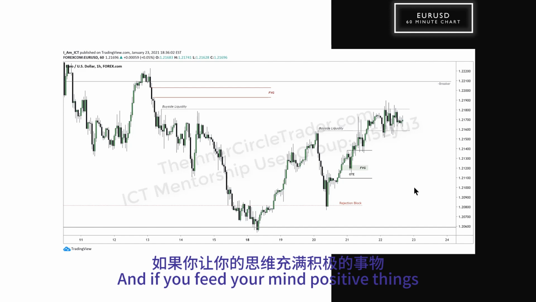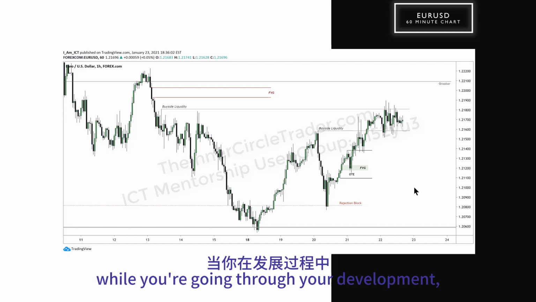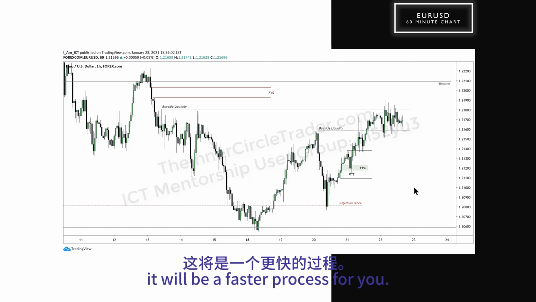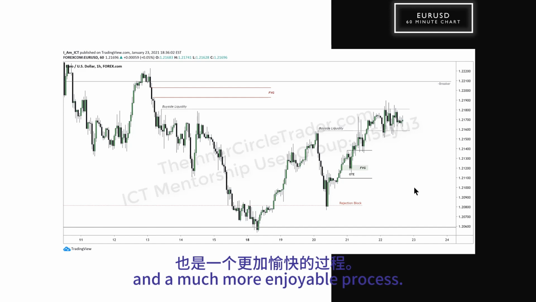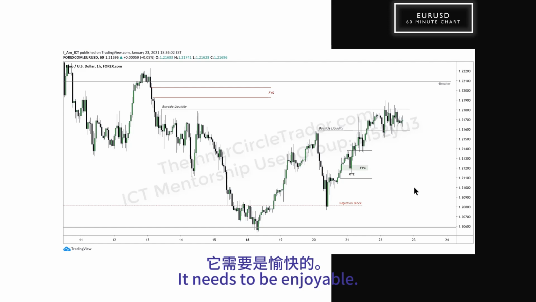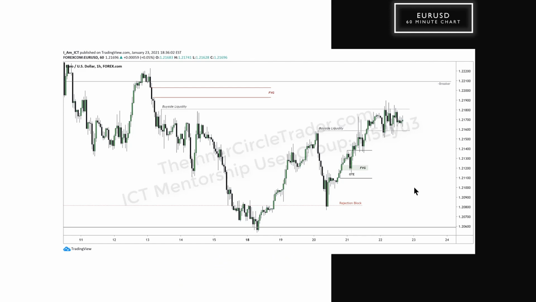And if you feed your mind positive things while you're going through your development, it will be a faster process for you. It'll be a smoother process and a much more enjoyable process. And that's really key. It needs to be enjoyable. If you don't enjoy it, if you don't enjoy logging your charts, you're probably never going to be able to do this. And that's the truth.